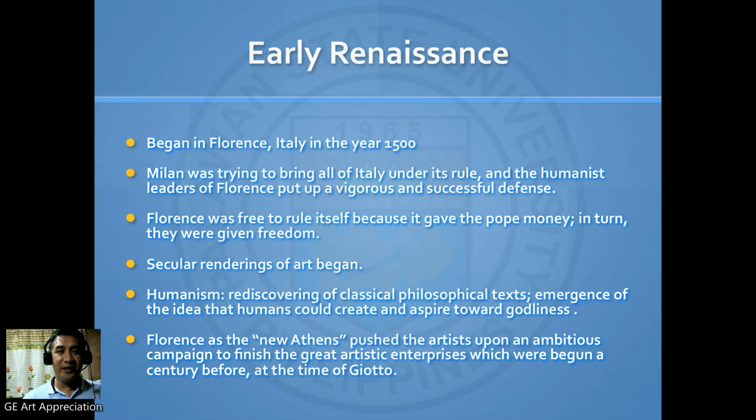Let's take a look at the early Renaissance. The early Renaissance began in Florence, Italy, in the year 1500. Florence was free to rule itself because it gave the Pope money, and in turn, they were given freedom. Florence, as the new Athens, pushed the artists upon the ambitious campaign to finish the great artistic enterprises which were begun a century before at the time of Giotto.